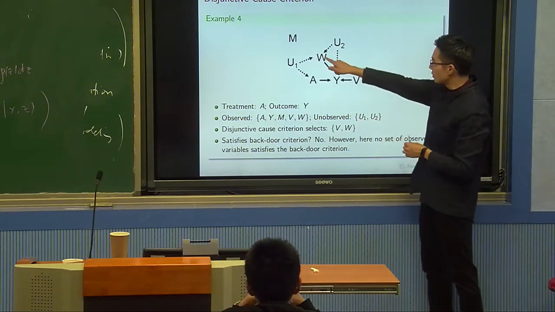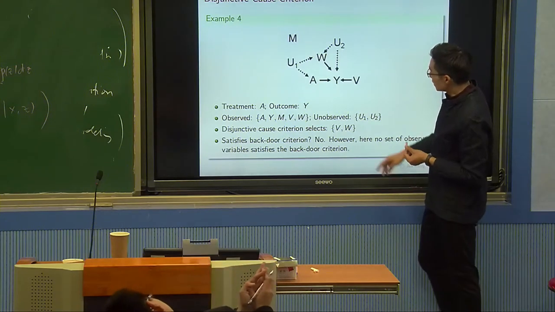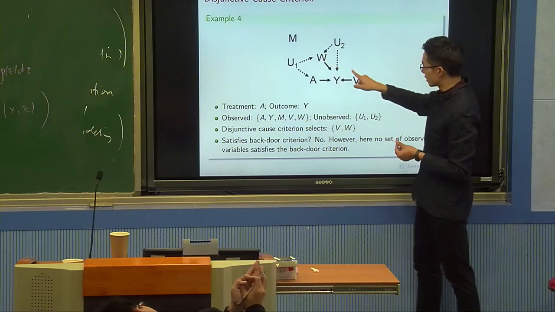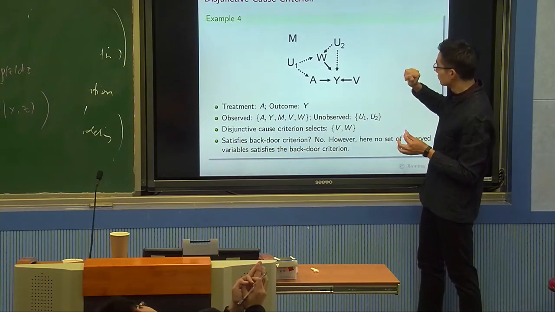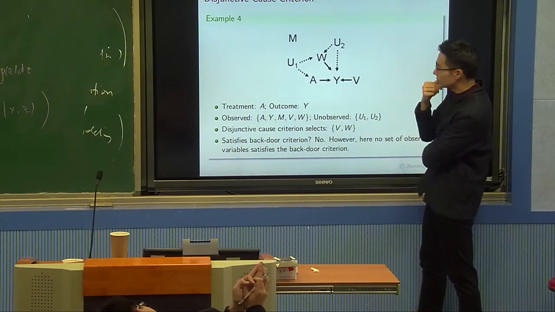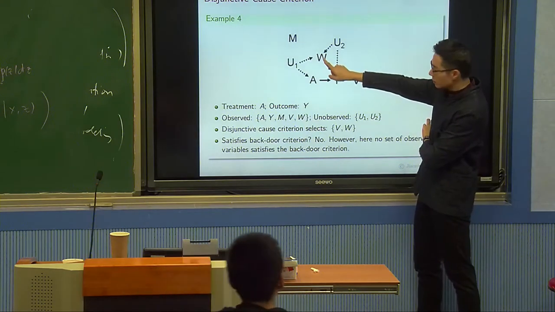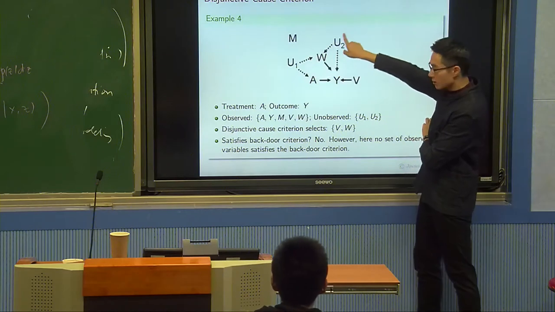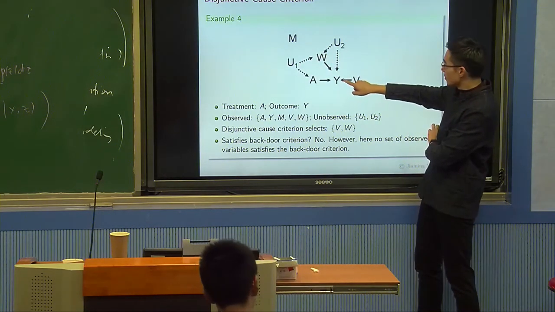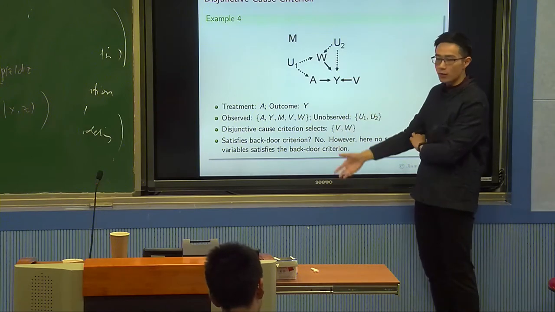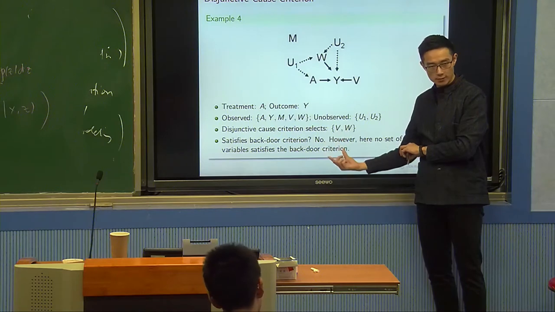Question: do W and V satisfy the backdoor criteria? Meaning, if we condition on W or condition on V, are we blocking all the backdoor paths? We're not. Because if you condition on W, you open this path, right? So you open the path A, U1, W, U2, and Y. So in this case, the disjunctive cause criteria gives you V and W, but they don't satisfy the backdoor criteria.